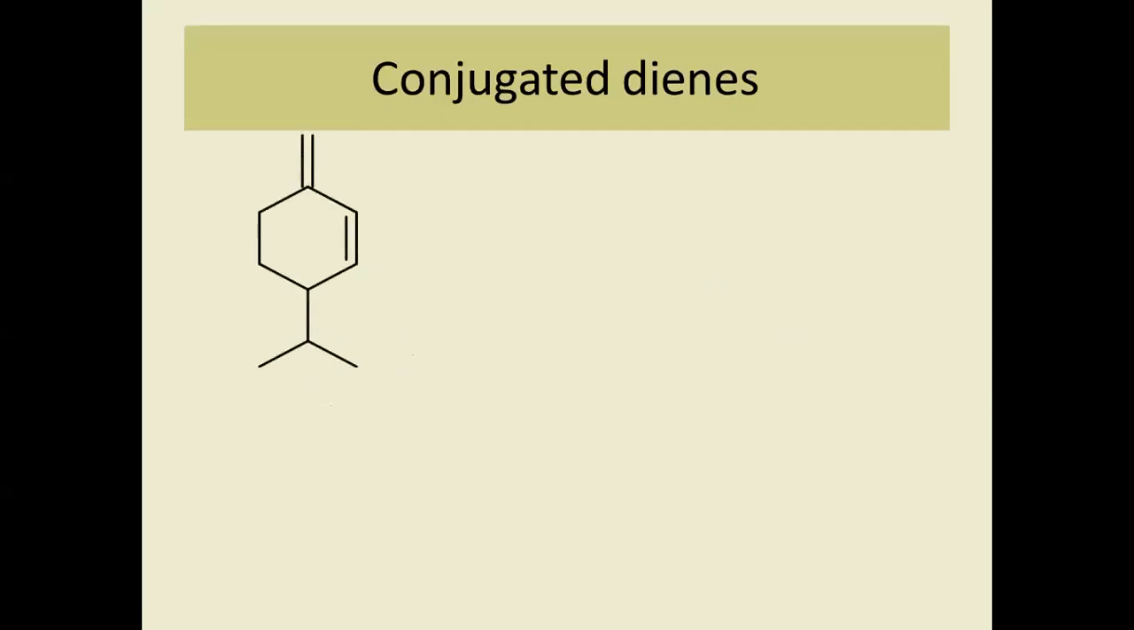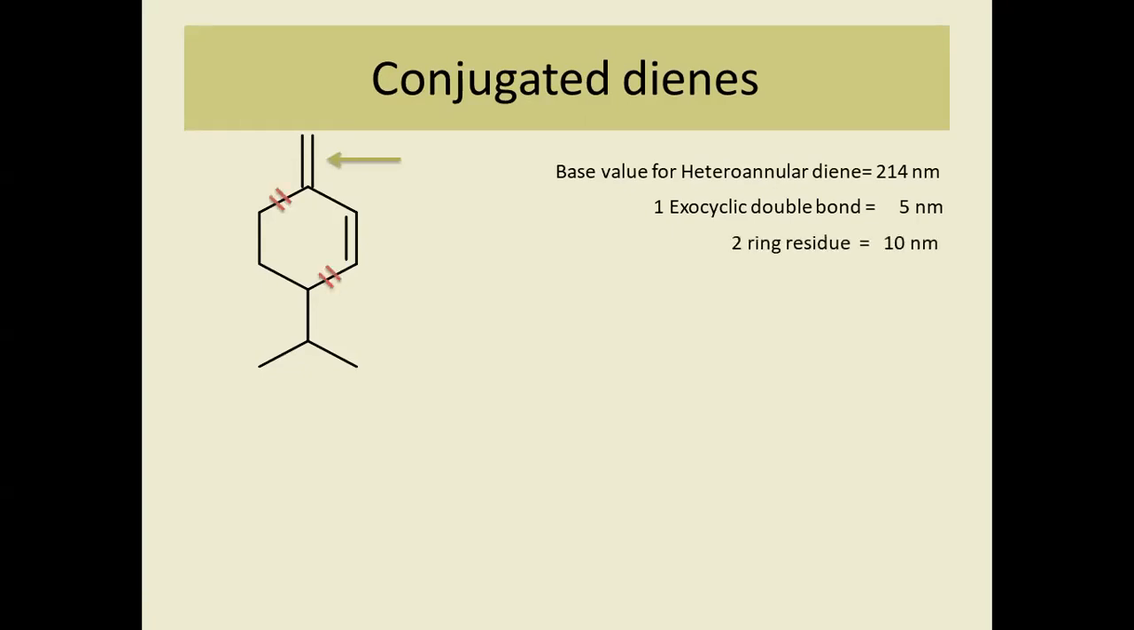Let's see some more examples. Now this is a heteroannular diene. So the base value will be 214 nanometer. The exocyclic double bond will contribute 5 nanometer, and there are 2 ring residues which will contribute 10 nanometer. So the lambda max value comes to 229 nanometer.